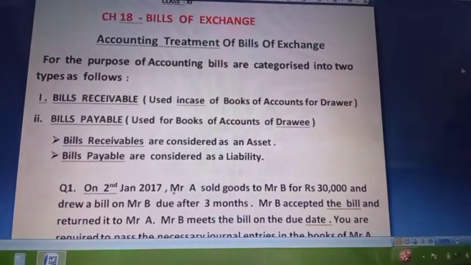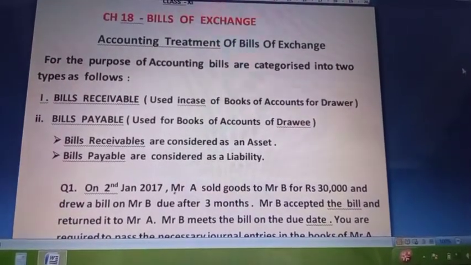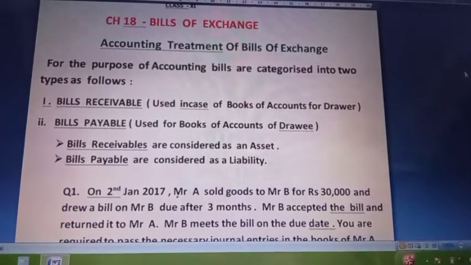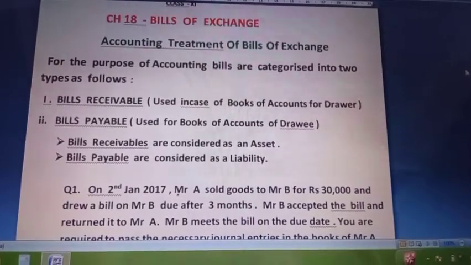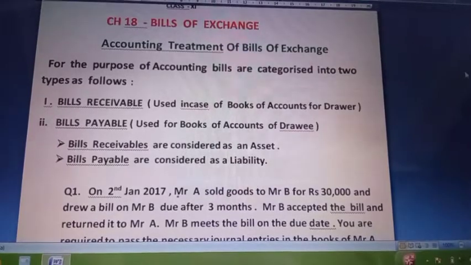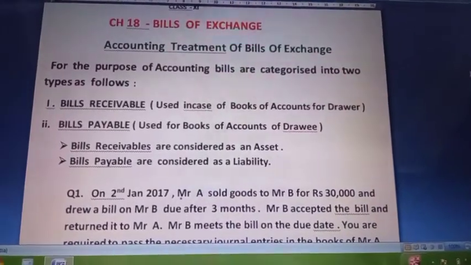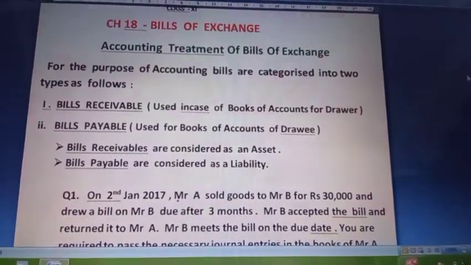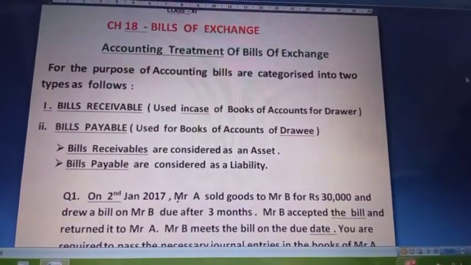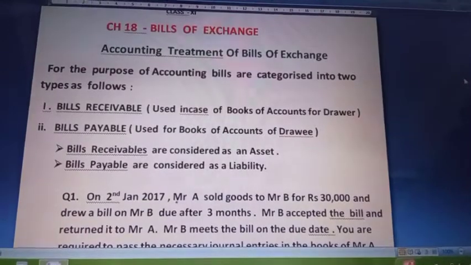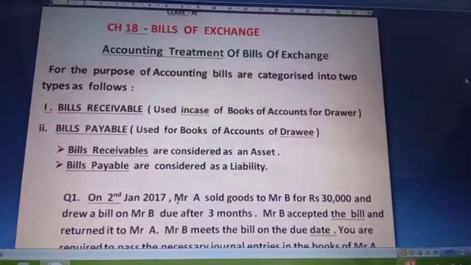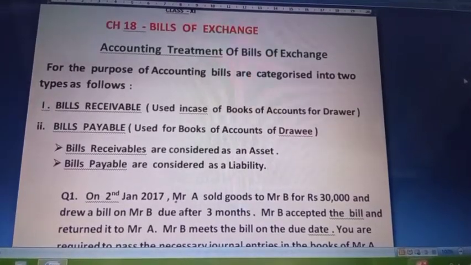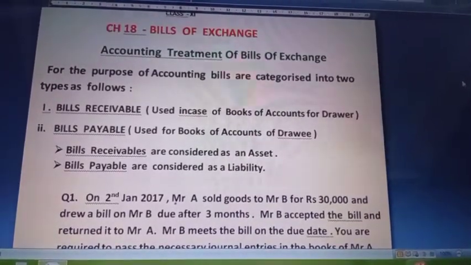When we are recording the transactions in the books of accounts for the drawer, we categorize the bills of exchange as bills receivable, and this bills receivable is considered as an asset for the drawer. The second aspect is when we record the transactions in the books of the drawee, it becomes bills payable for the drawee. So bills payable is considered as a liability. Now we will discuss it in detail through a sum.